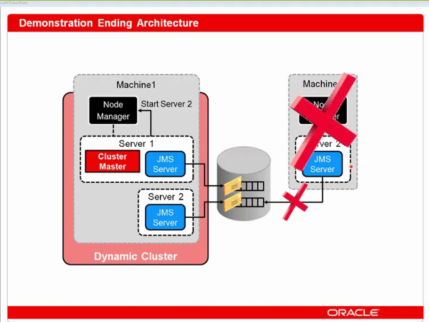Everything would break. So what I do instead is I kill the node manager and the server so that the machine effectively becomes unreachable by WebLogic on the other machine. And then we let automatic server migration take place. The cluster master will check the database leasing table, see that server 2's lease expired, and it will work with the node manager to start that server up again on machine 1.